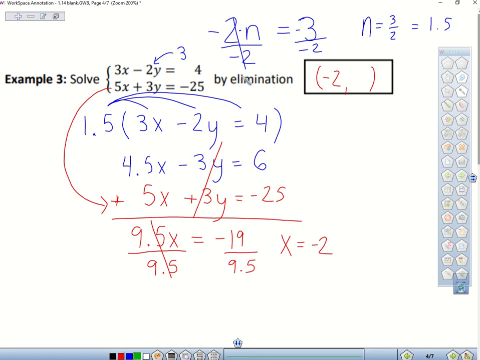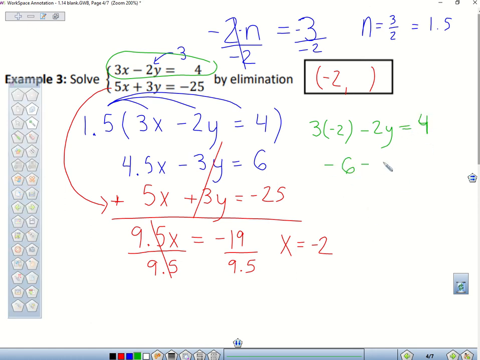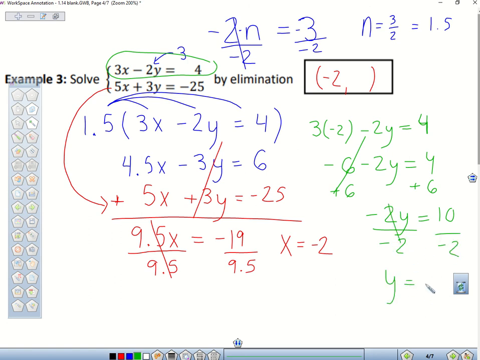So now that I know what x is, I'm going to use the first equation because it's easier. And I'm going to plug in negative 2. So that's 3 times negative 2 minus 2y equals 4. That's negative 6 minus 2y equals 4. We add 6 to both sides. That gives me negative 2y equals 10. And then I divide both sides by negative 2, which gives me y equals negative 5.